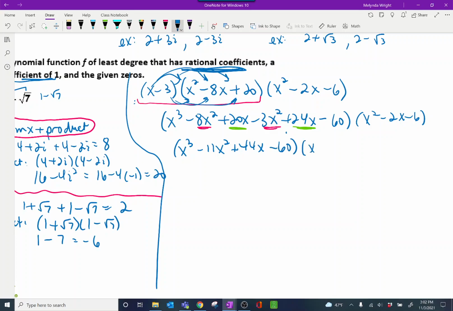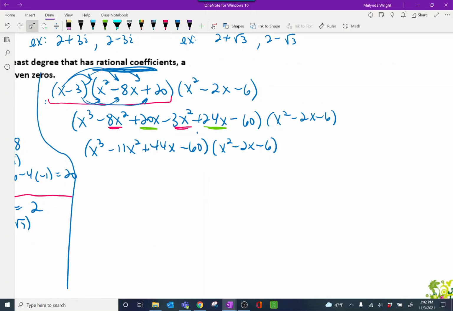Whew, I told you this is going to be a little bit crazy. Now we've got some major multiplying to do, right? Look at that. Doesn't that look so fantastic? Okay, so let's take the x cubed and multiply it by all the back ones. X cubed times x squared is x to the 5th. X cubed times negative 2x is negative 2x to the 4th. X cubed times negative 6 is negative 6x cubed. Whew, I'm done with that one.